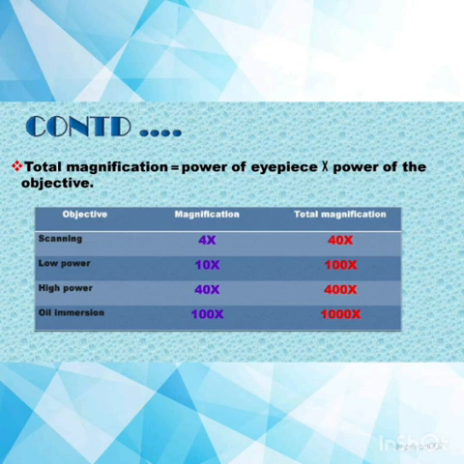When the ocular lens power is 10x and the objective lens power is 40x and 100x respectively, then the total magnification of that particular microscope is 400x and 1000x respectively.